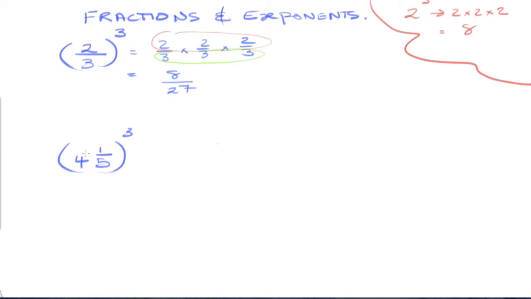But what if your fraction is in mixed form? Well, the answer is, before you do the exponent, convert this into improper form. So this would be the same thing as saying 4 times 5, 20 plus 1, 21 over 5, all to the power of 3. And if we multiply this by itself 3 times, really what we get is 21 cubed over 5 cubed. Now let's take out our calculator.